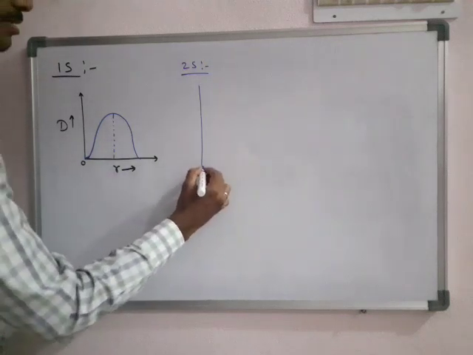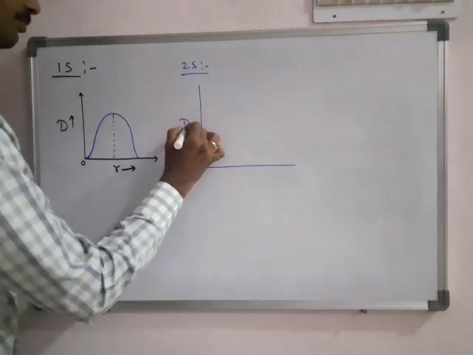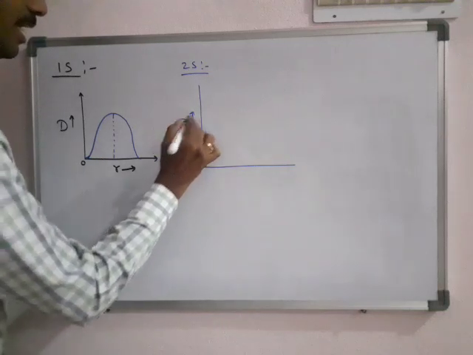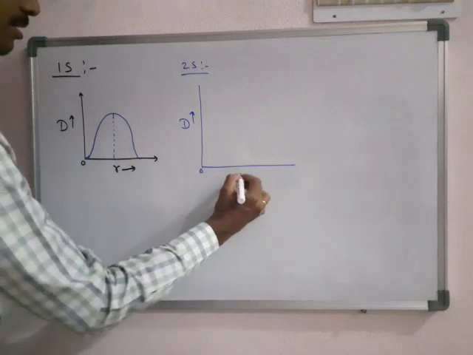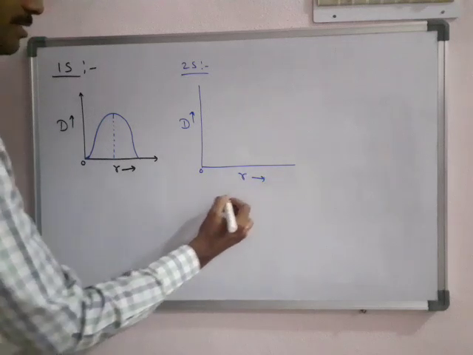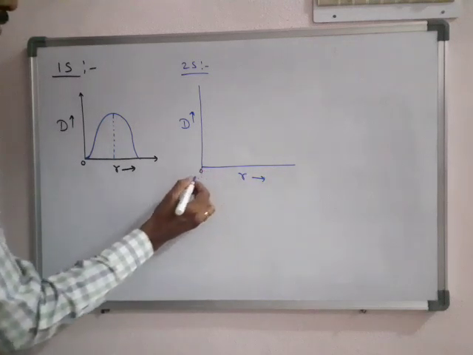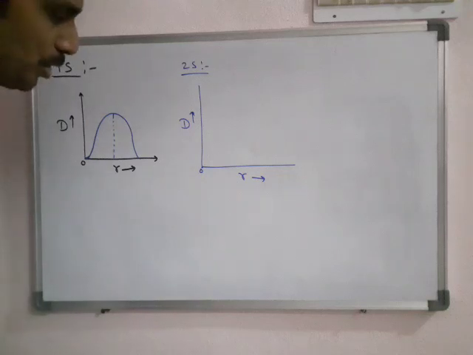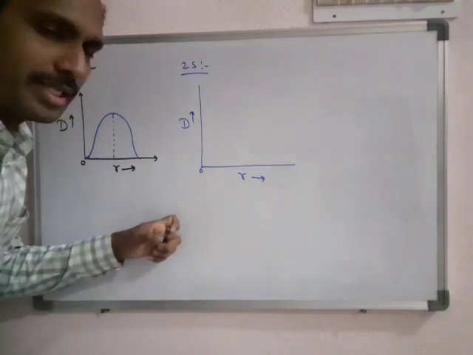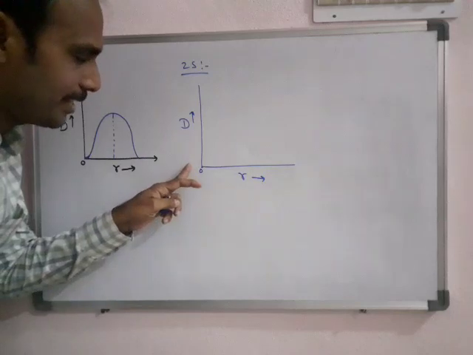So for 2s, always D on the y-axis, radius on the x-axis. At the 0 position, means 0 distance from the nucleus, means in the nucleus there is no electron, that's why the height is 0.